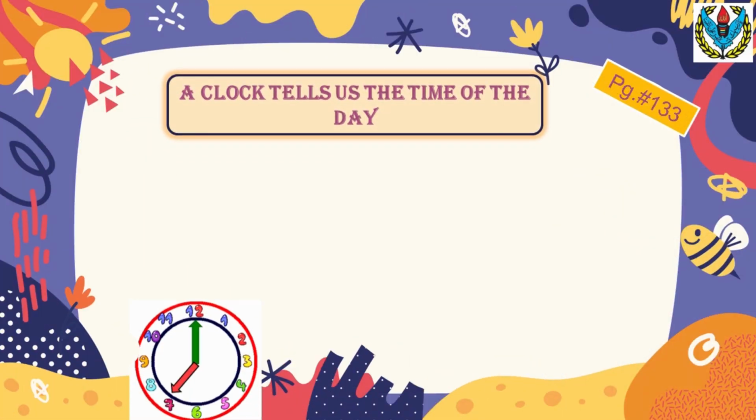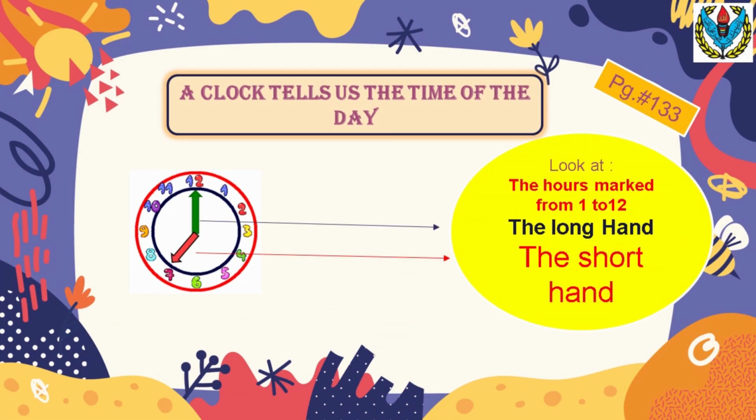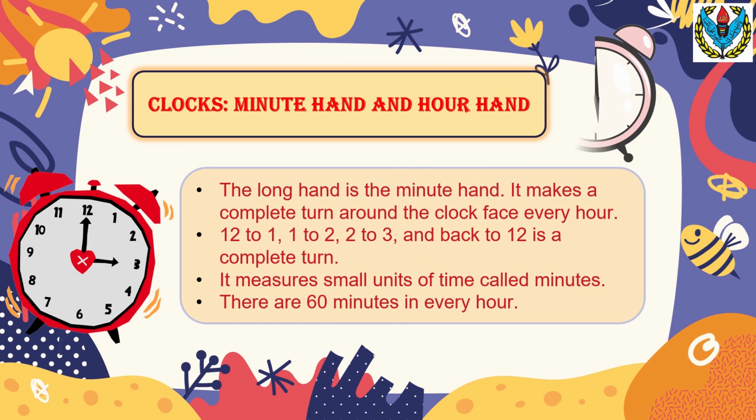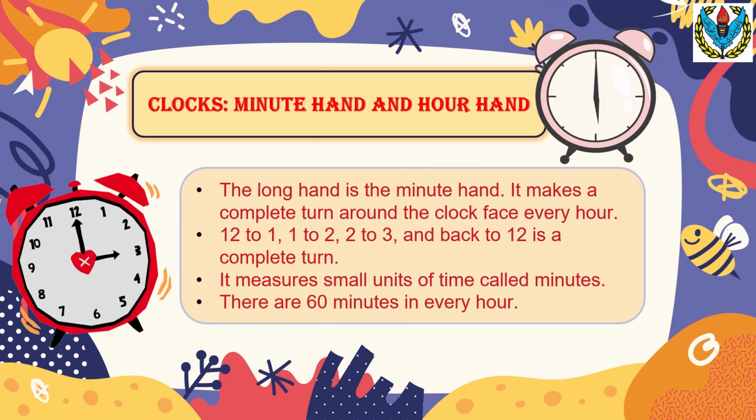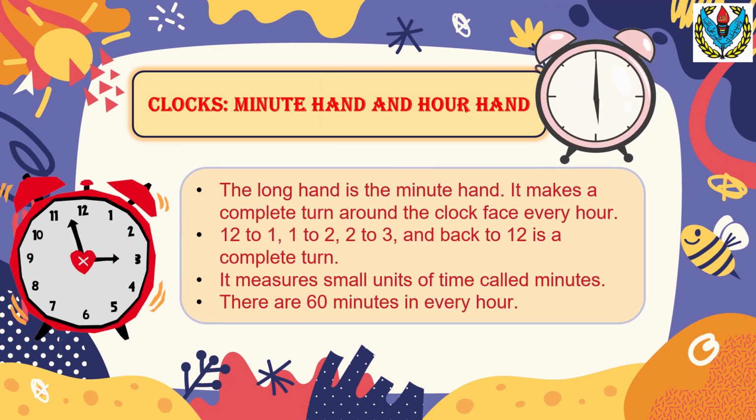Clocks tell us the time of the day. Look at the clock. The hours are marked from 1 to 12. A clock has two hands. One is the long hand and the other is the short hand. On this screen, we show the long hand in green color and the short hand in red color. On this page, we will learn about the minute hand and the hour hand.